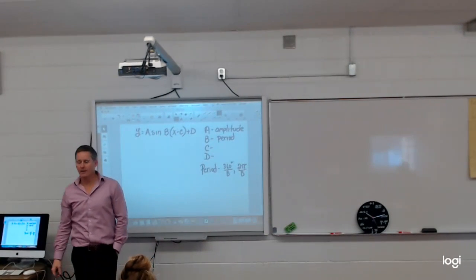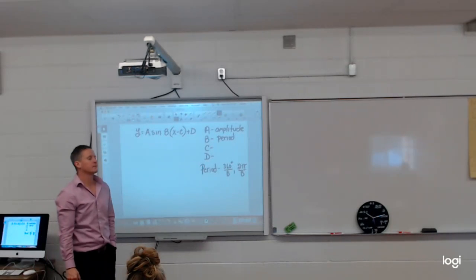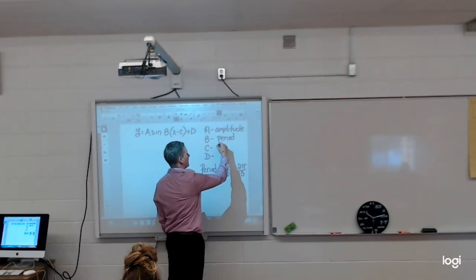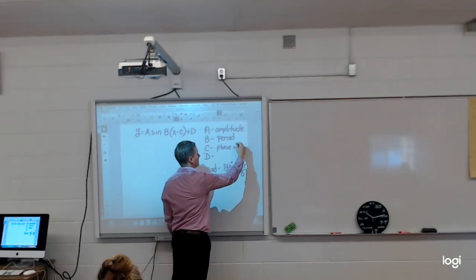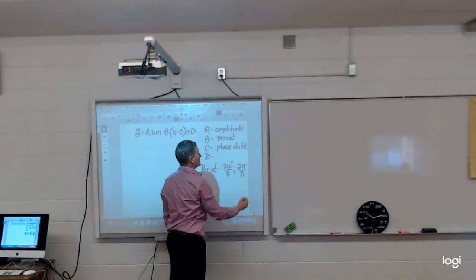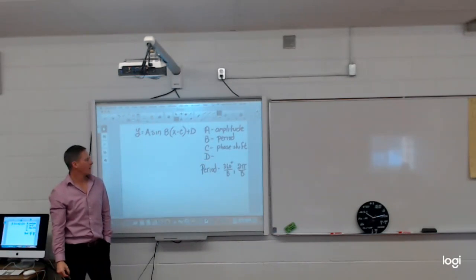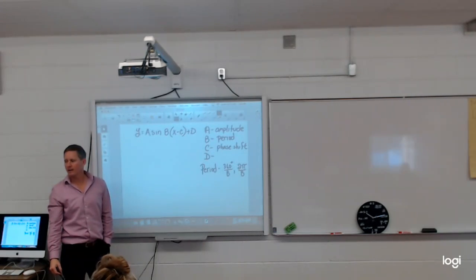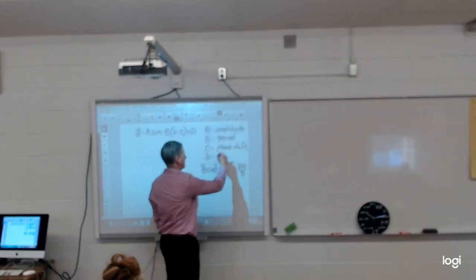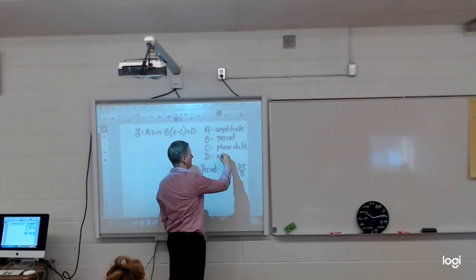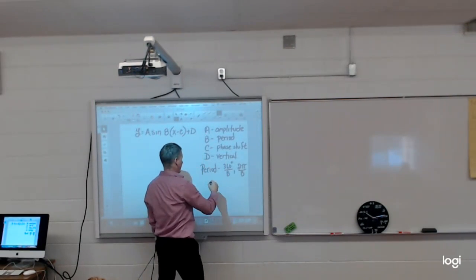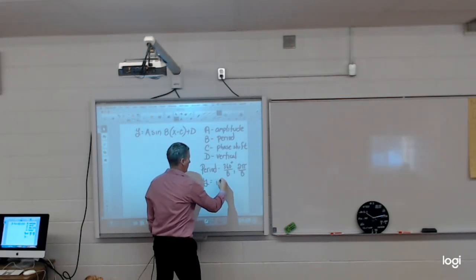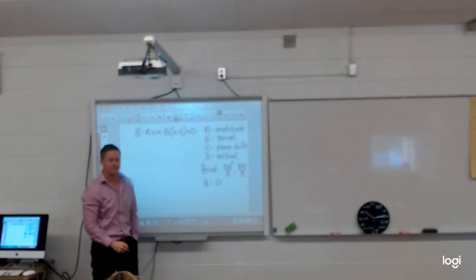What does this C value do? Is it up or down? Left and right. That's right. We call that a phase shift. So it moves it left or right, okay? And then the D value is what then? Up or down? Okay, so that's your vertical shift, right? And yes, y equals D is your midline.